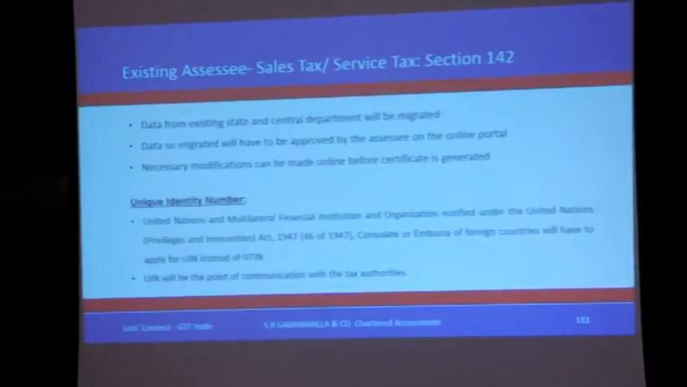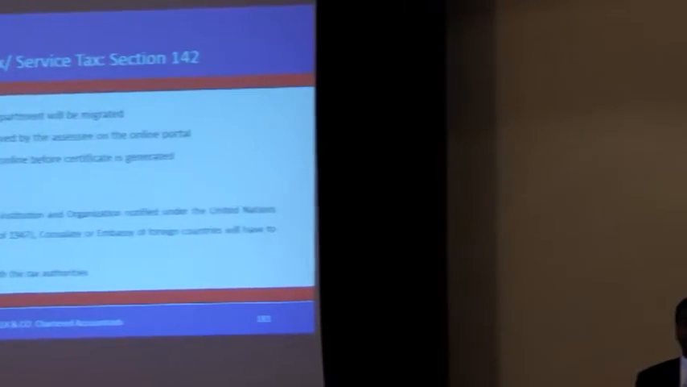Unique identity number. The United Nations and multilateral financial institutions and organizations notified under the United Nations Privileges and Immunities Act 1947, and consulates or embassies of foreign countries, will have to apply for a UIN instead of GSTN. This UIN allotted to these special cases will be a point of communication with the tax authorities. So this is where we said that the United Nations bodies also will be required to charge, and this entire concept of unique registration is for the purpose of enabling a refund directly to them by the governments.